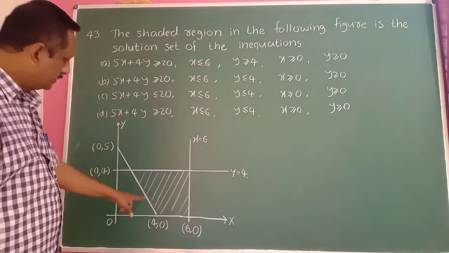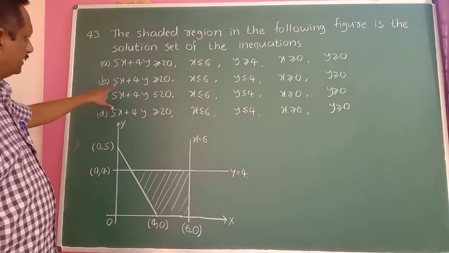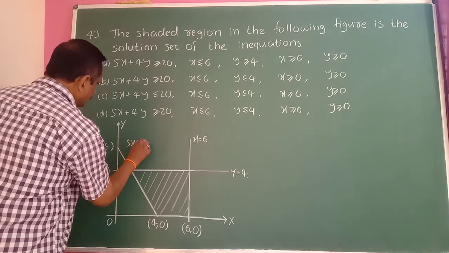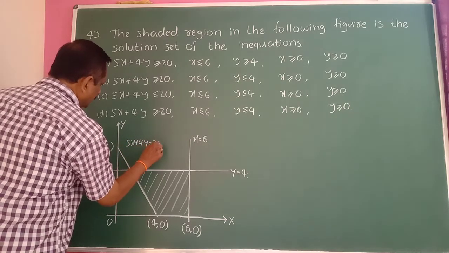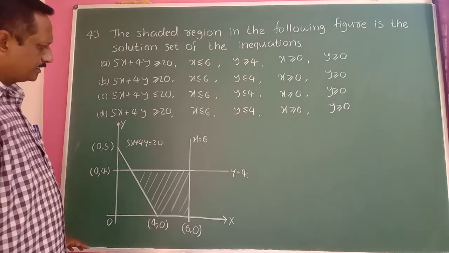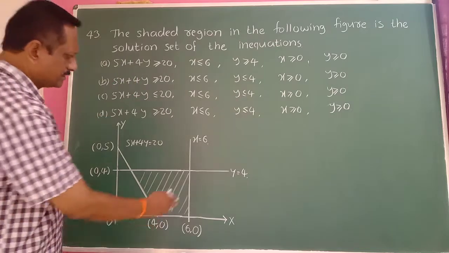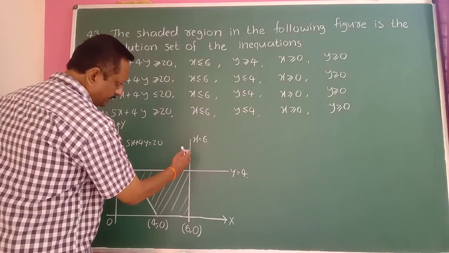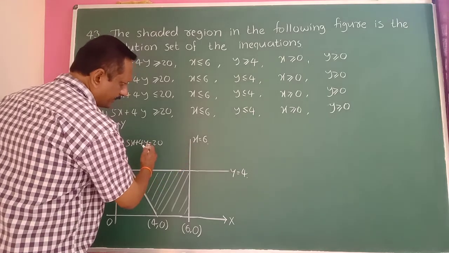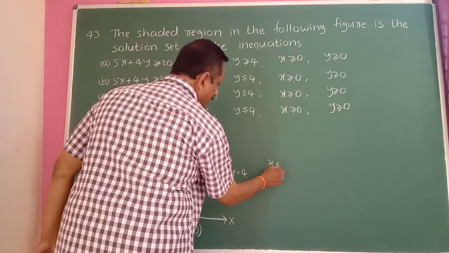And here this is a line passing through (0, 5) and (4, 0) here. So obviously its equation is 5x plus 4y is equal to 20 here. Okay, here just observe. Shading is this side. So the line x equal to 6 has shading on the left side here. Then obviously here x less than or equal to 6.